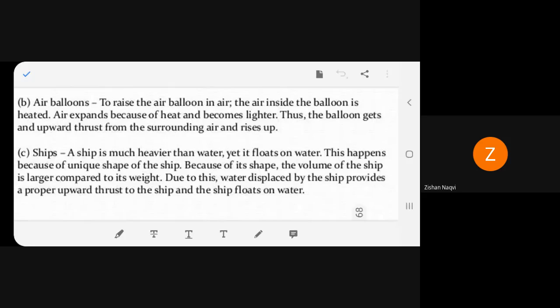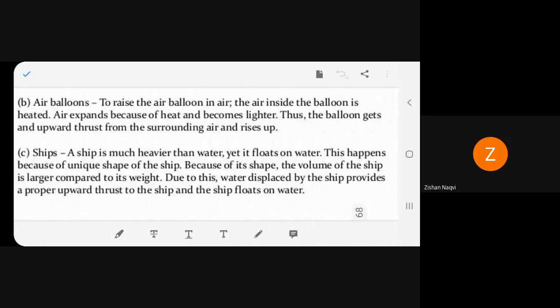Where are we using this hot air balloon, beta? The meteorological department. That is, where are these hot air balloons used? For weather forecasting. Got it? Yes.